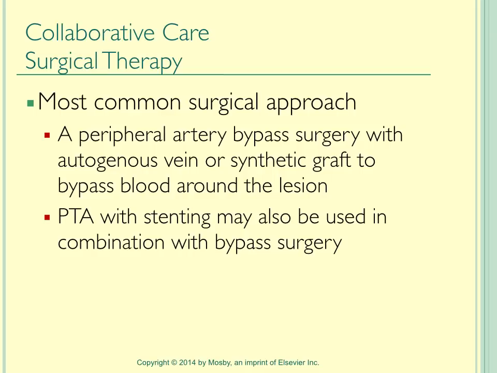Most common surgical approach is peripheral arterial bypass surgery with autogenous vein or synthetic graft to bypass blood around the lesion. PTA with stenting may also be used in combination with bypass surgery. Now, surgery is indicated in patients with long areas of stenosis or severely calcified arteries. Synthetic grafts typically are used for long bypasses, and when a person's own vein is not available, human umbilical vein or any other synthetic graft is an alternative. Okay.